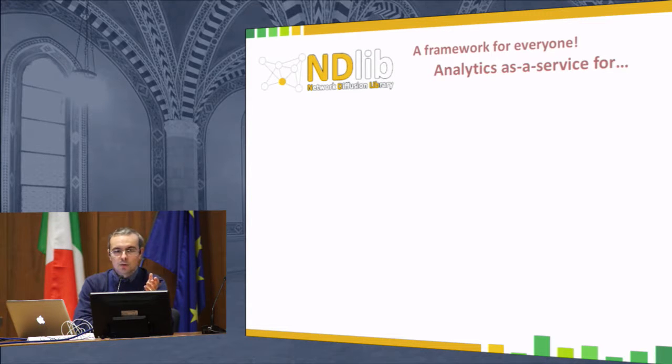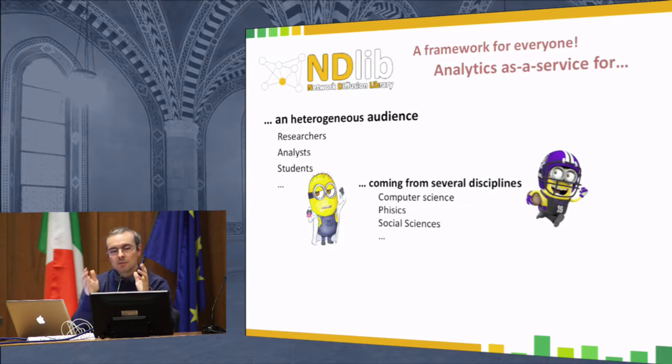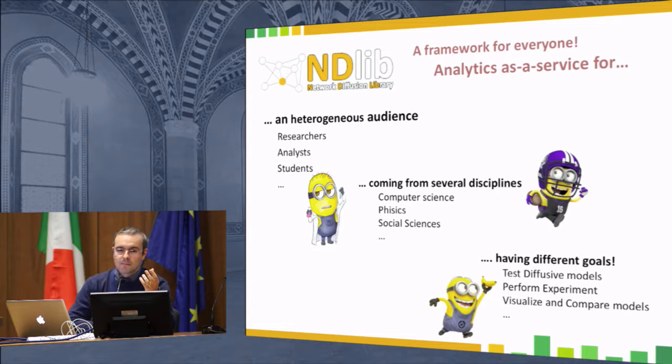NDLib, which stands for Network Diffusion Library, is not only a library, it's basically a framework. It's a service that is designed for a heterogeneous audience, so researchers, analysts, students, that come from different disciplines, because as I said before, diffusion is a widespread theme. So it's studied in computer science, in physics, in social sciences. And most importantly, these different backgrounds allow researchers to have different goals.